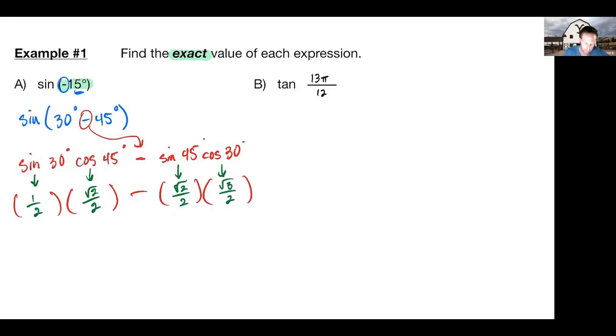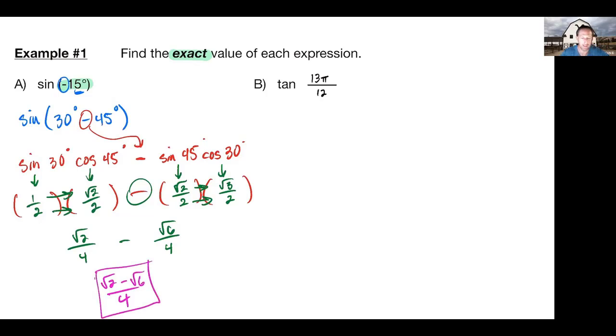Now remember, you're going to have to do the order of operations, which is multiply straight across and then subtract. So that would yield, which then allows us, since we have a common denominator, to keep it and do what it says on top. And that says to take the square root of 2 and subtract the square root of 6. And since we can't, we will leave it like that.